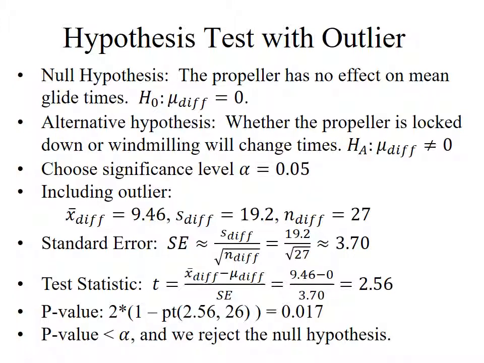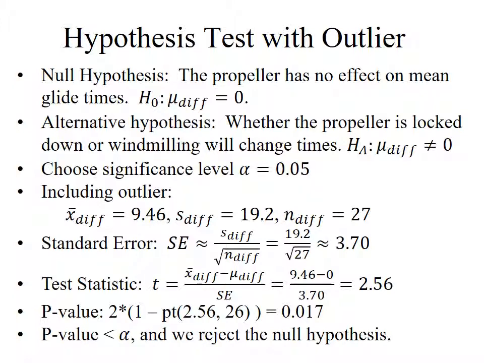Let's run the hypothesis test with the outlier. Our null hypothesis is the propeller has no effect on mean glide times. Our alternative hypothesis is that whether it's lockdown or windmilling, that will affect it. I would be interested either way. If locking down the propeller makes you glide for a longer period of time or a shorter period of time, both of these would be meaningful to me. So I want to know deviations on either side. So I want to do a two-sided test here.